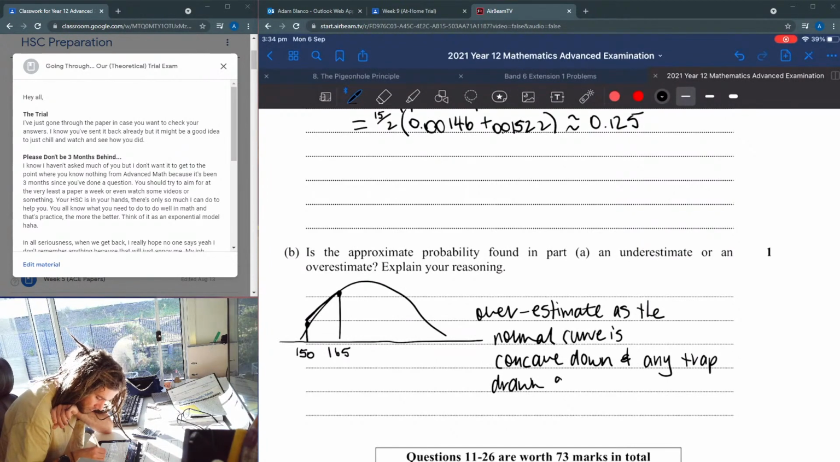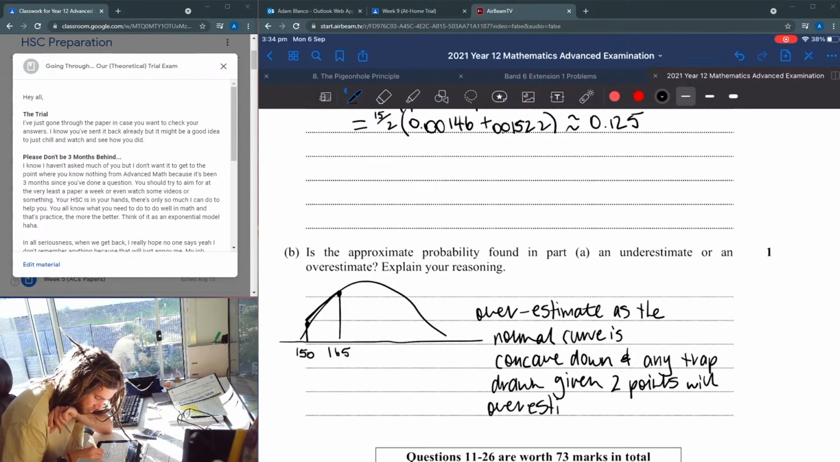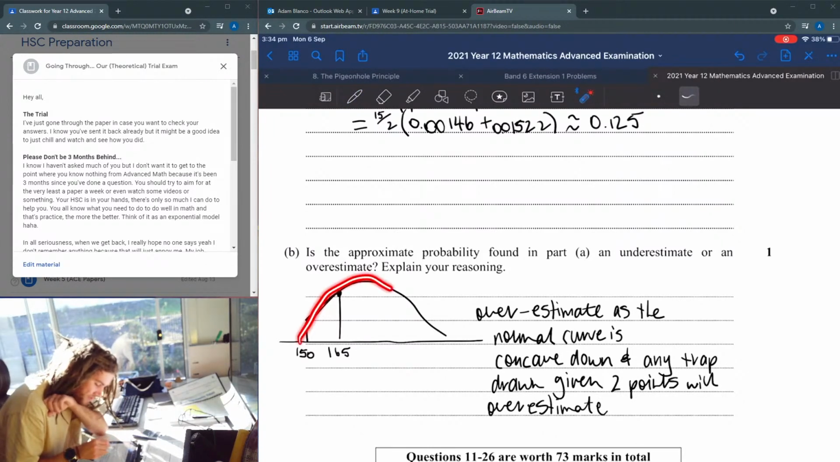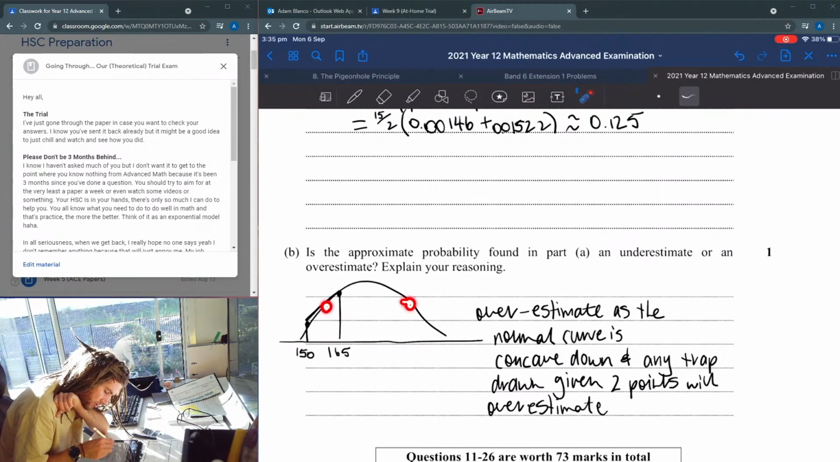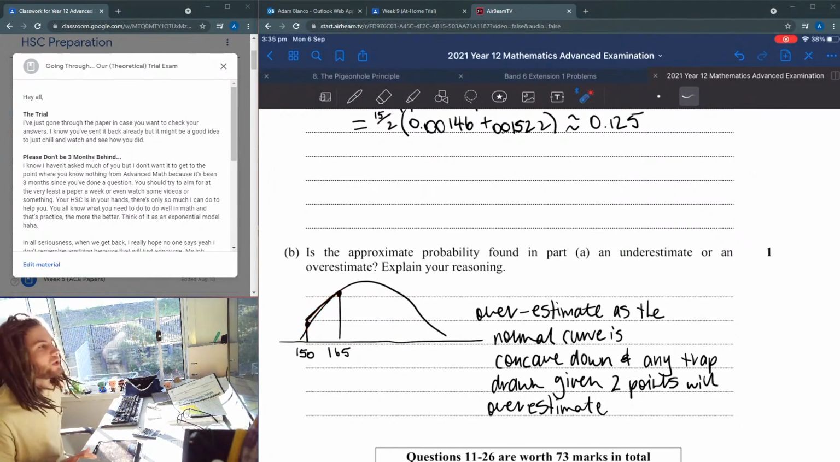Just trying to explain my way out of it. Even if you just drew a picture, I'd be pretty happy with that. So, in other words, this thing's concave down, so no matter what 2 points I draw, my line's going to be on top of it. For those 2 values, because obviously if it was like these 2, it would be an underestimate. So for these 2, anyway, hope that makes sense.